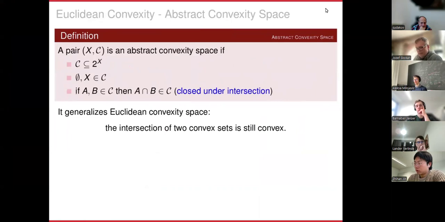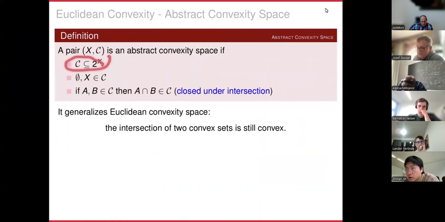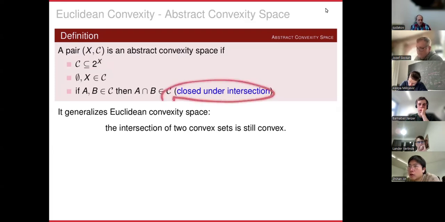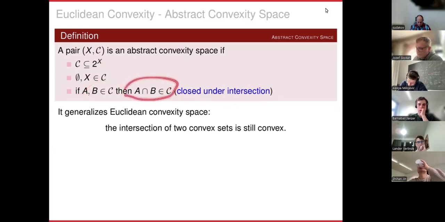Okay. And then the final thing that I need to mention is something called the abstract convexity space. So this is just the generalization of Euclidean convexity space. This is a pair (X, 𝒞), such that X is a non-empty set and 𝒞 is a collection of subsets of X. It needs to contain the empty set and the whole universe, and it must be closed under intersection. So in other words, if we take any two sets in 𝒞, then their intersection must also be in 𝒞.